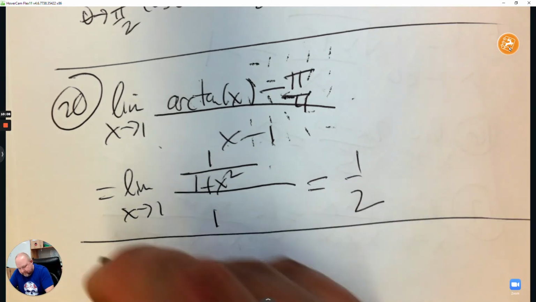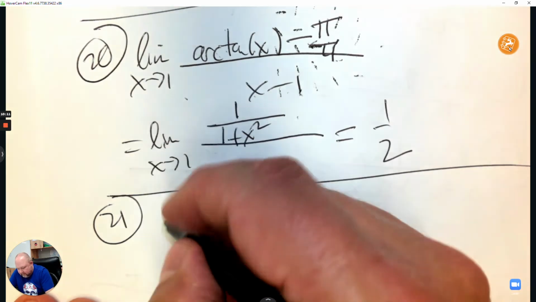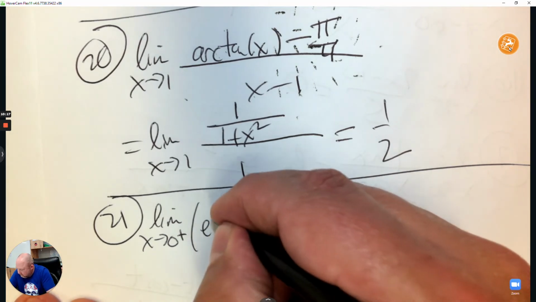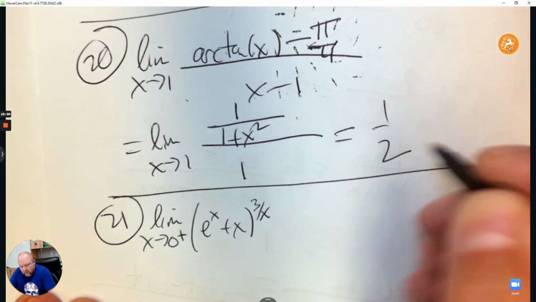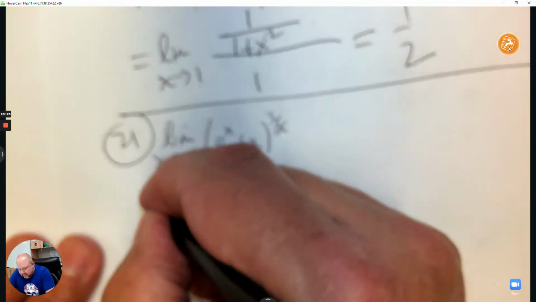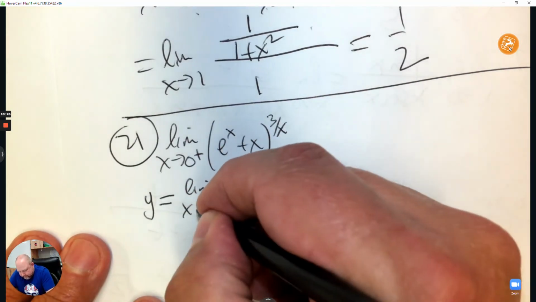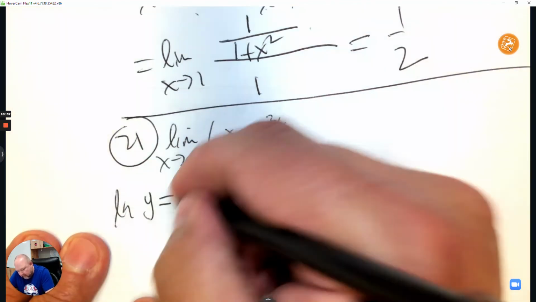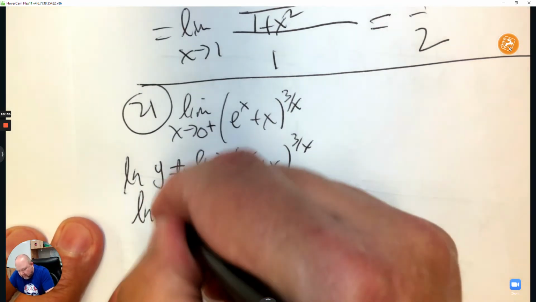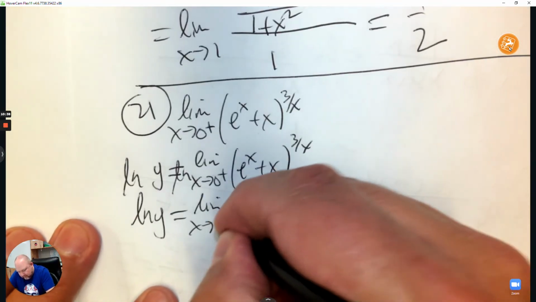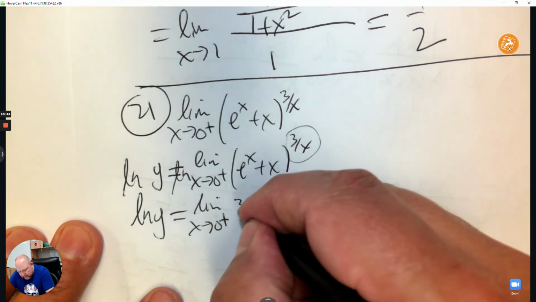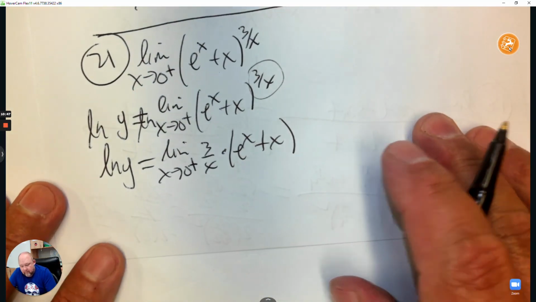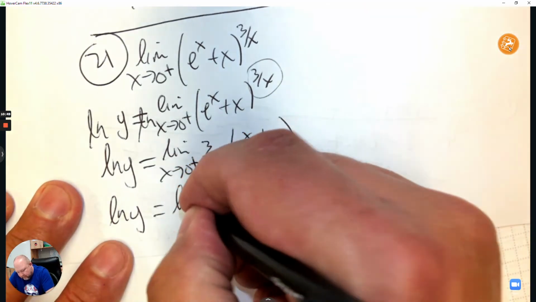21. These are the a little bit longer questions. So to evaluate this limit, we're going to let y equal this. And then we're going to do the ln to both sides. So we have ln y equaling the limit as x approaches 0 from the right. And then this exponent can be written in front. Now I'm going to write this so we can do L'Hopital's rule.